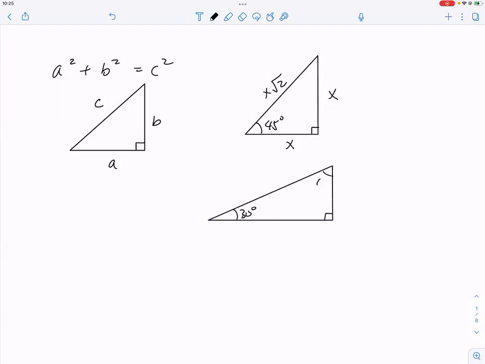In a 30, 60, 90 degree triangle, if this is x, then the other leg would be x root 3, and the hypotenuse will be 2x. If you're taking the SAT soon, you should know these triangles. It is given on the reference chart, but you should really know it.